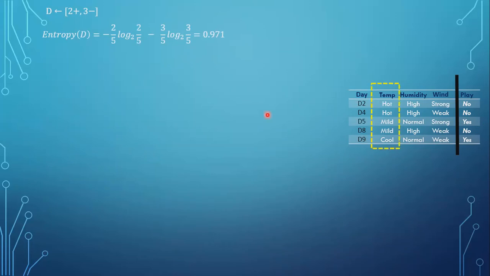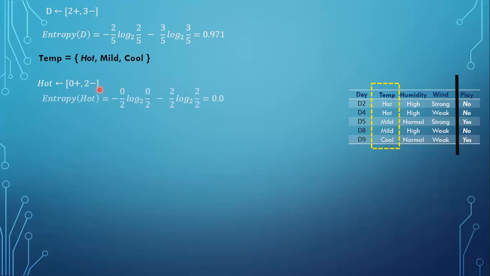In order to divide this data set, we have to decide upon which feature we will divide it. For that, we will calculate the information gain of each and every feature, starting with temperature. For temperature, we have hot, mild, and cool as possible values. We first calculate the individual entropies of these. For hot, we have 0 positive and 2 negative examples, so the entropy will be 0.